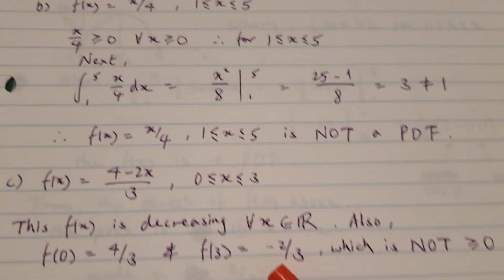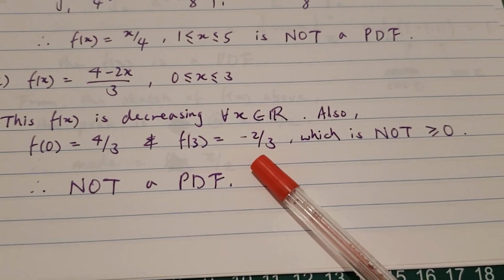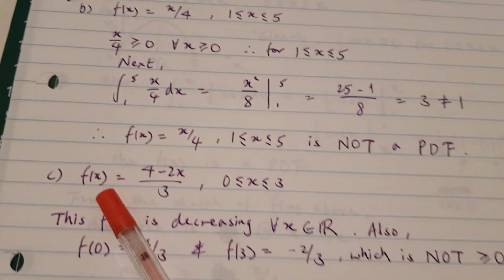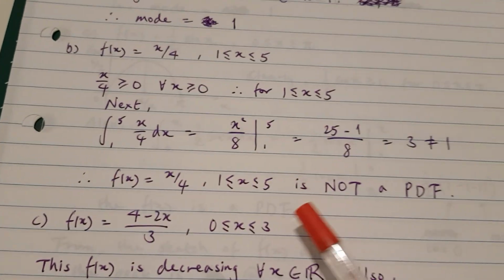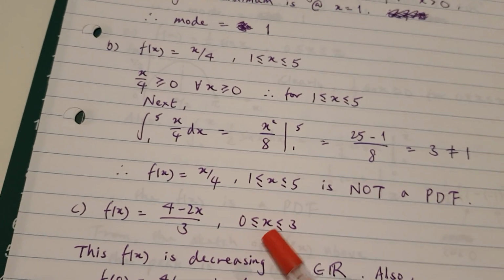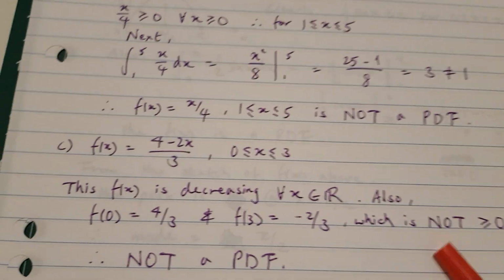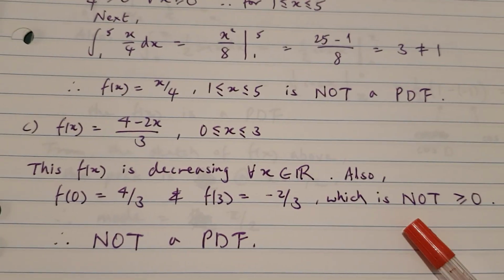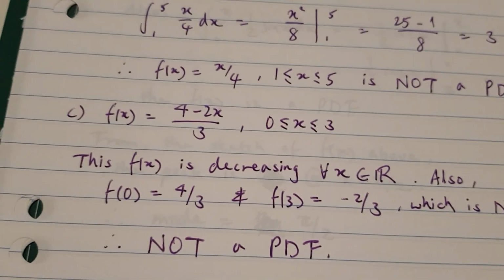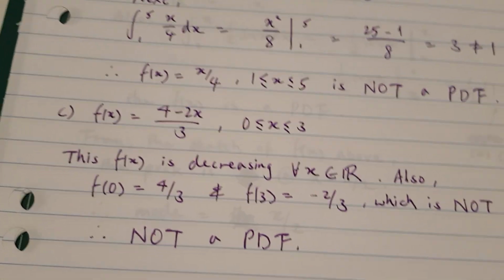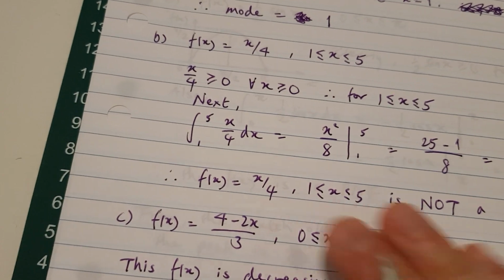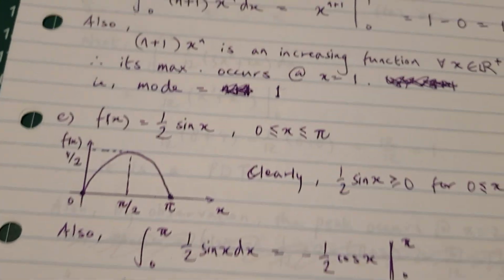So again, it violates the first condition, being that f(x) has to be positive no matter what, as long as x lies between 0 and 3. But that fails to be so, which therefore doesn't satisfy the first condition, hence not a PDF. You don't even need to do the integral part because the first condition has failed. Hence, we don't need to worry about finding the mode.